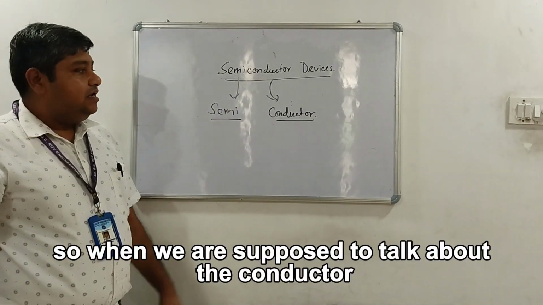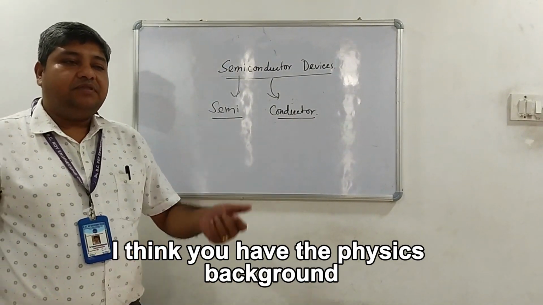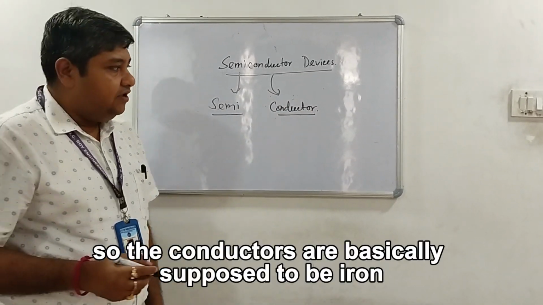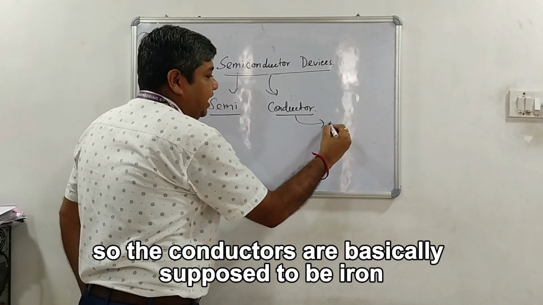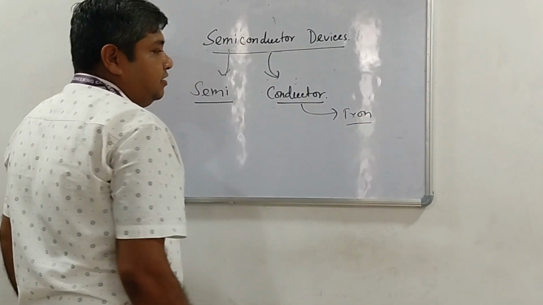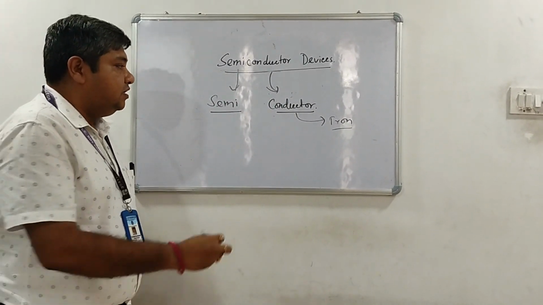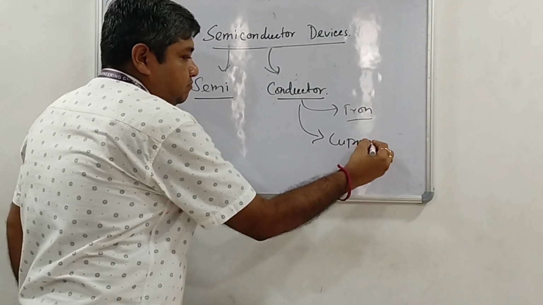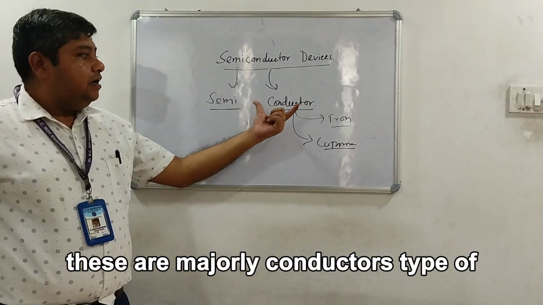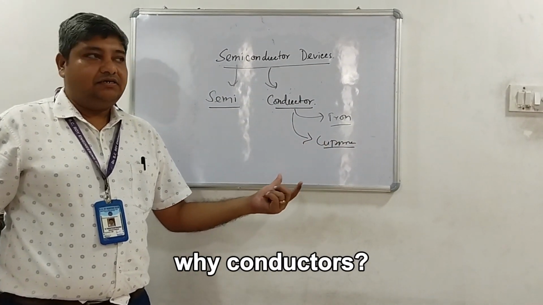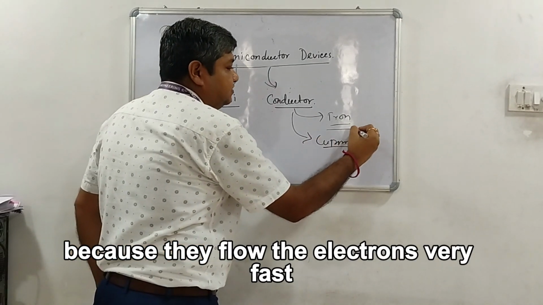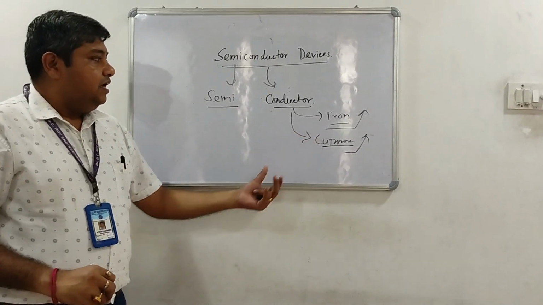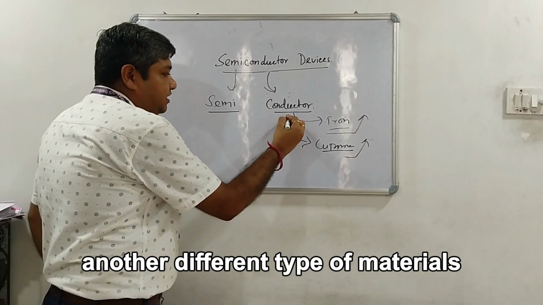Okay. So when I am supposed to talk about the conductor, I think you have the physics background. Conductor means which conducts the electricity. If we can consider iron bars, and if I consider another material, that is copper, these are majorly conductor types. Why conductor? Because they flow the electrons very fast.